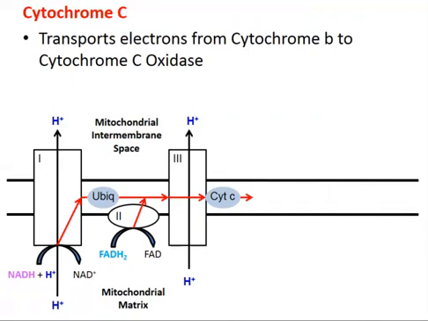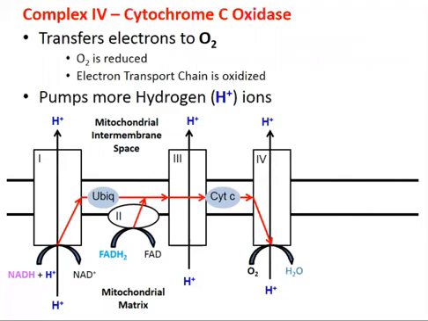Eventually, those electrons are accepted by cytochrome C, which carries them to complex 4. Complex 4 is the final component of the electron transport chain. It's our third hydrogen ion pump. Again, as electrons are transferred through, they give energy to cytochrome C oxidase. We get more hydrogen ions pumped, creating a greater hydrogen ion concentration gradient.